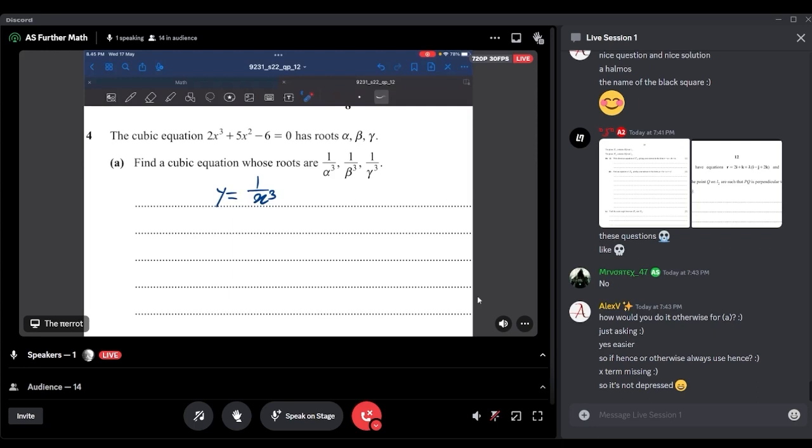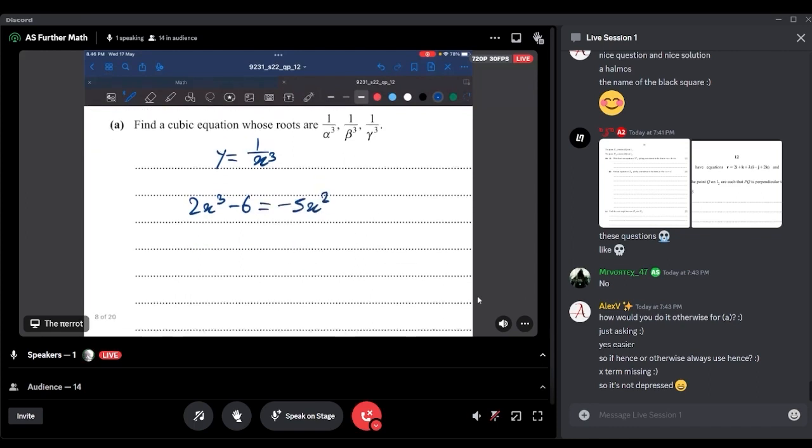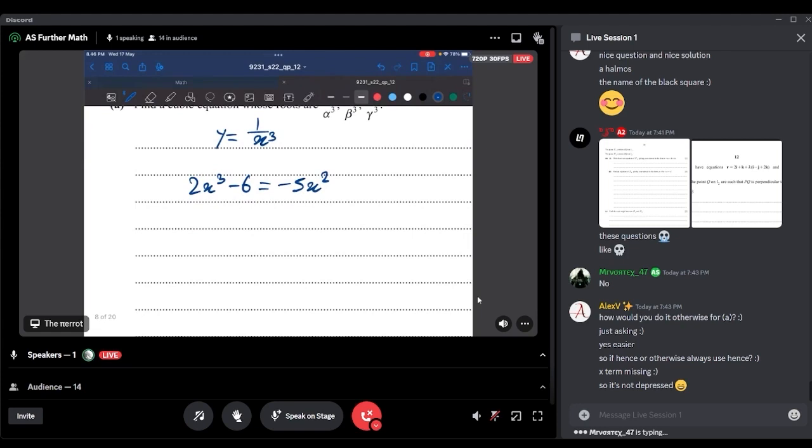So at least how I'll do it, I'll try to move some terms around and then cube both sides. Because I want powers of x which are multiples of 3 because of this guy here. So let's do that. I think we can move this 5x squared to the other side. So you have 2x cubed minus 6 is equal to negative 5x squared. And then now we can take the cube.